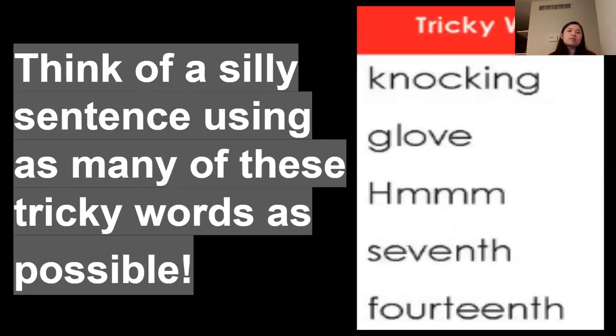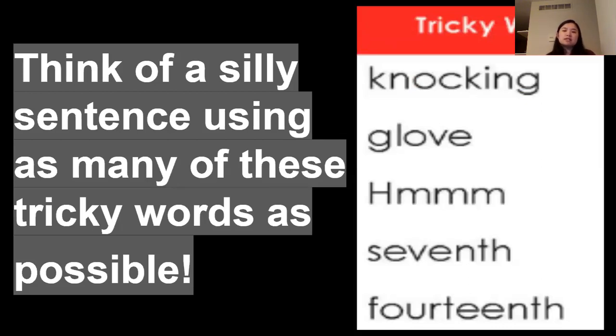Okay, for here we have it where this is our list of tricky words. And the task that you're supposed to do right now with me is you're going to think of a silly sentence using as many of these tricky words as possible. So we have the word knocking. You say it. Good job. Glove, you say it. Good job. You say it. Good job. 7th, you say it. Good job. 14th, you say it. Good job.